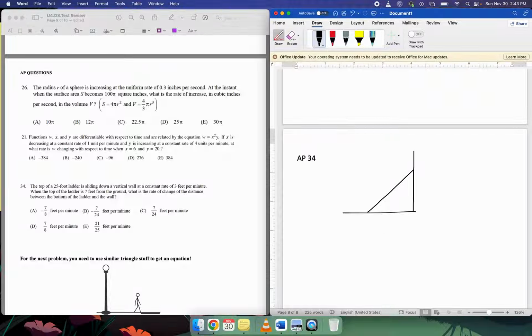So the ladder is 25 feet long. So this side of the right triangle is 25. I'm drawing with my trackpad on my laptop, so excuse the crappy drawings. And that's constantly 25. That's not changing. So I'm not going to give this side of the triangle a variable name because it's not actually a variable. It's just not changing at all. I'm not going to call it H or anything like that.